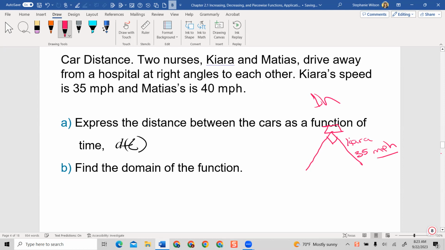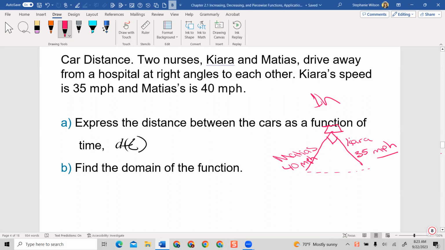And then it says that Mattis has driven 40 miles per hour. So what we're going to do now is find the distance between these two cars here. All right. Now, since we have a right triangle, we know that we can use the Pythagorean theorem to solve this.